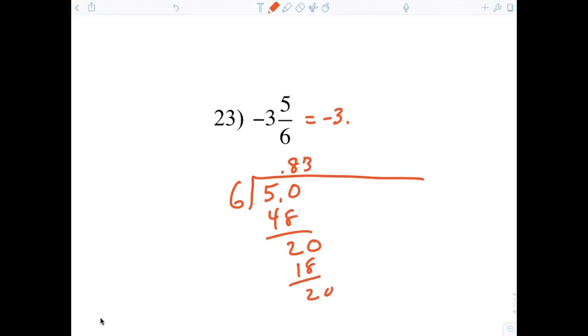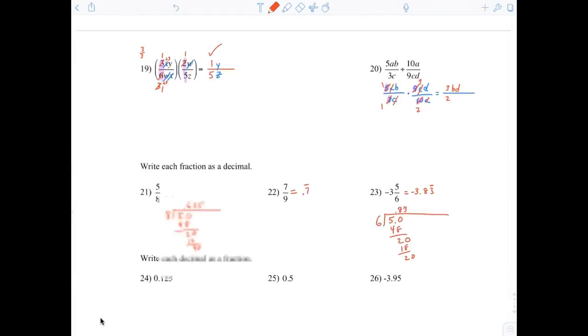Now it's repeating. So now you have to make sure you write this properly. 0.83 with a bar over just the what? The 3. Yes, just the 3. -3.83 repeating. Everybody happy with that? Again, guys, that's not hard.